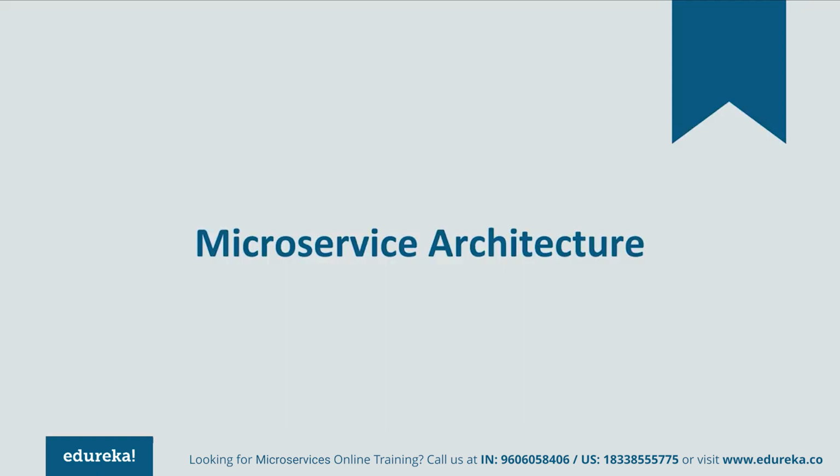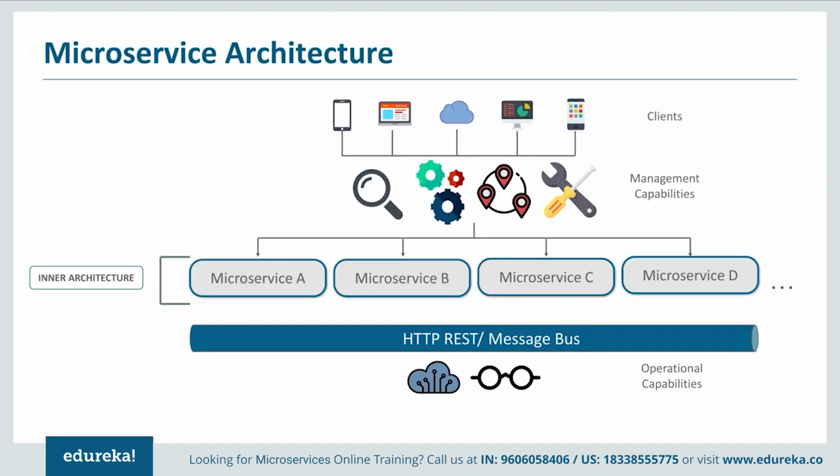By now, you must have understood what were the functionalities of microservices and how they communicated with each other. Let's learn more about microservices by looking at different components of its architecture. Well, the architecture starts with different clients from different devices trying to perform different management capabilities such as build, search, notification, and so on.